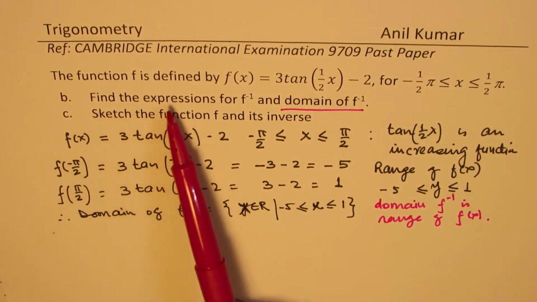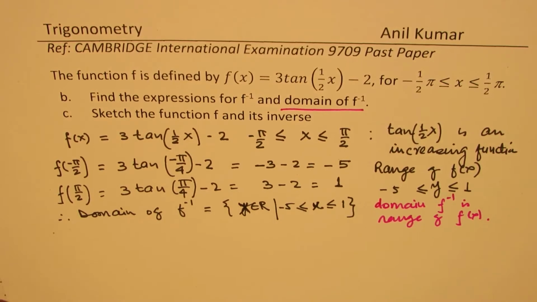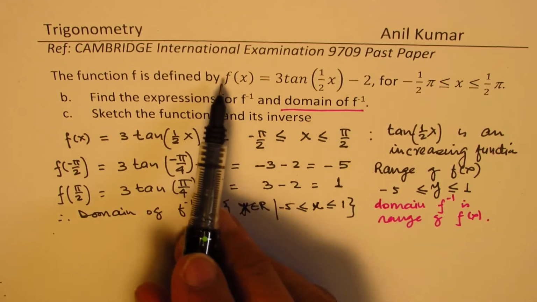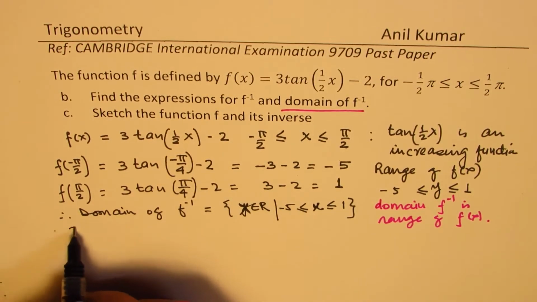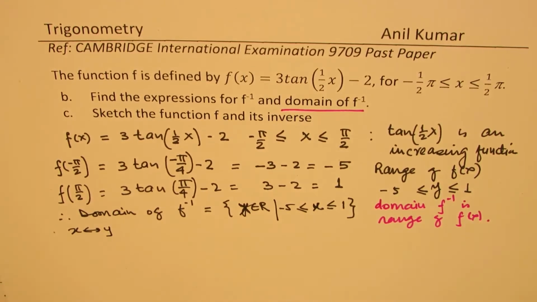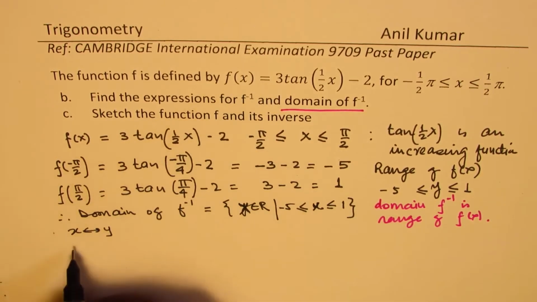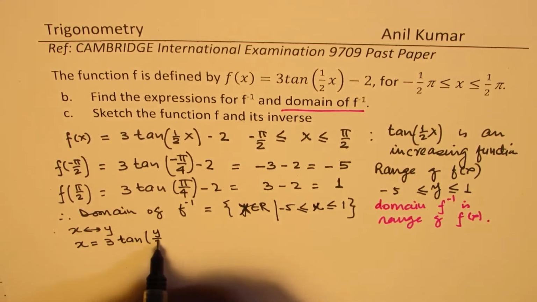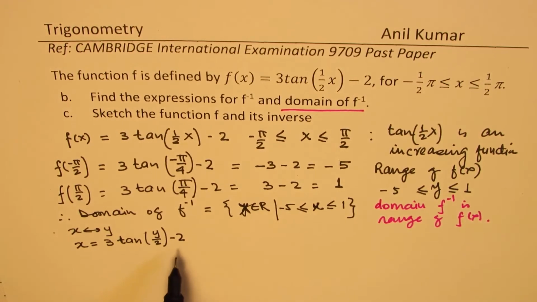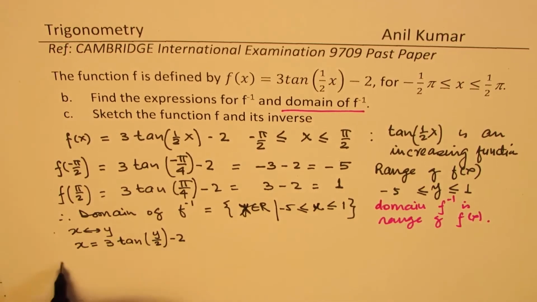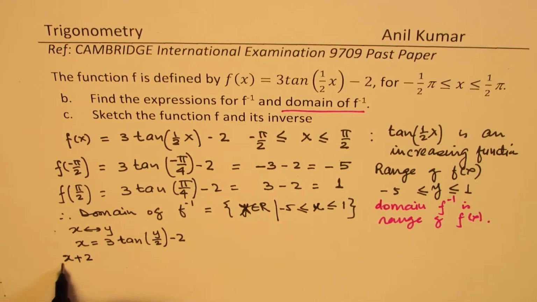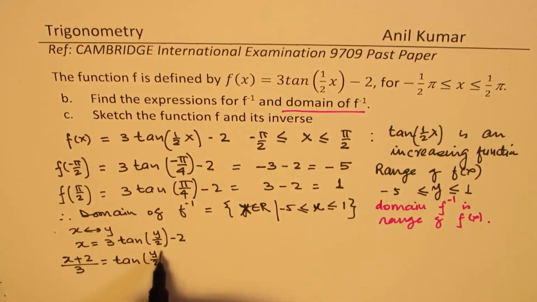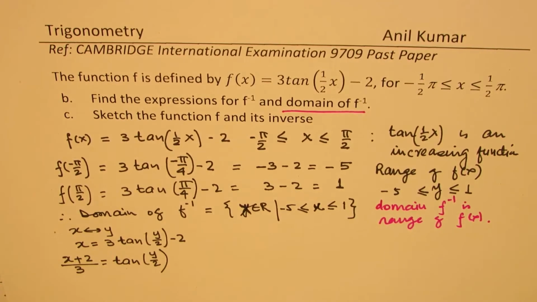Now, let's also find the expression for f inverse, right? So let's do that. So finding f inverse means we just swap this and rewrite our equation. So we could write for inverse, we'll swap x and y, correct? So once you do that, we get x equals 3 times tan of y by 2 minus 2, correct? So we need to isolate y now, which gives us x plus 2 divided by 3 is equal to tan of y by 2, right?